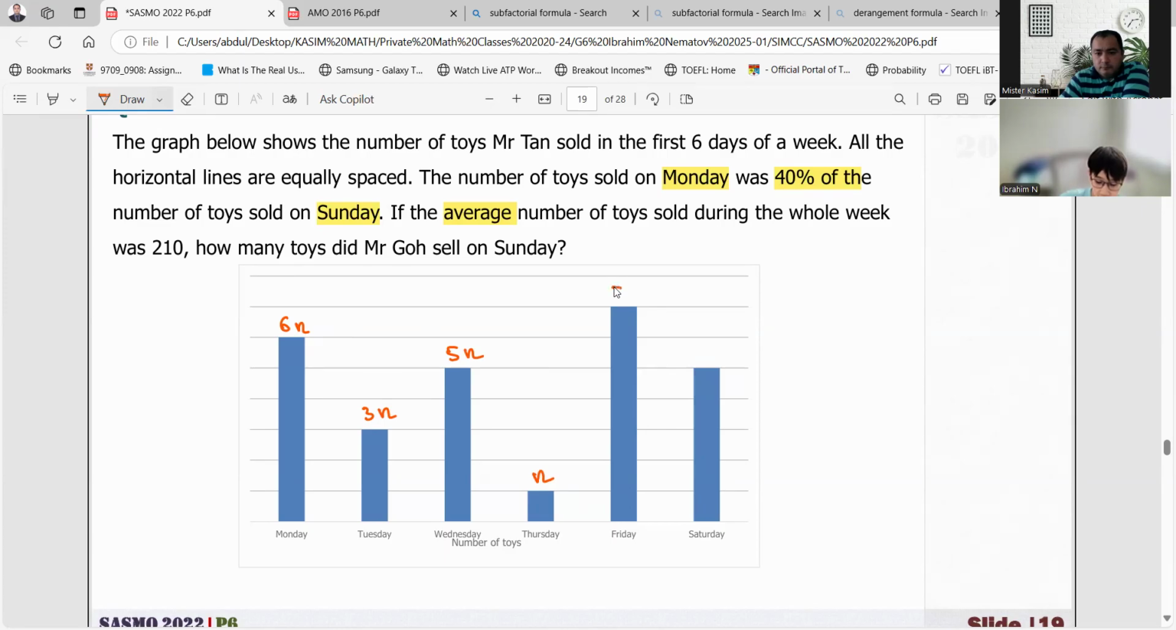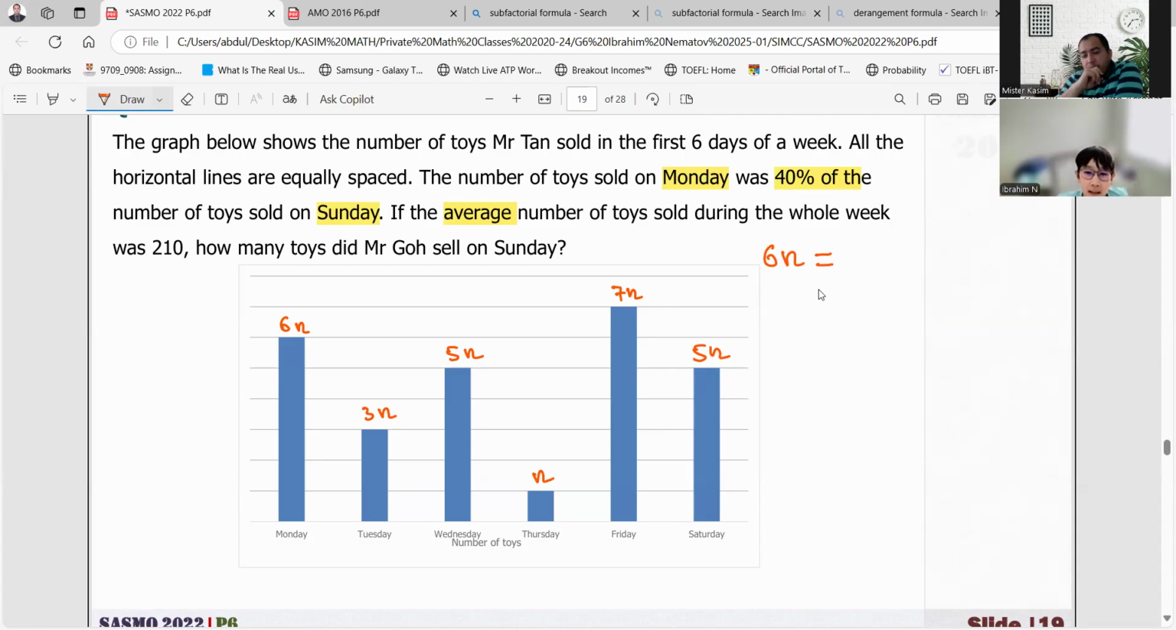I still got 120. Okay. Now let me just label this. I did use units though. I used U units. The number of toys sold on Monday, right? So that's 6N, right? Oh, I see where I messed up.